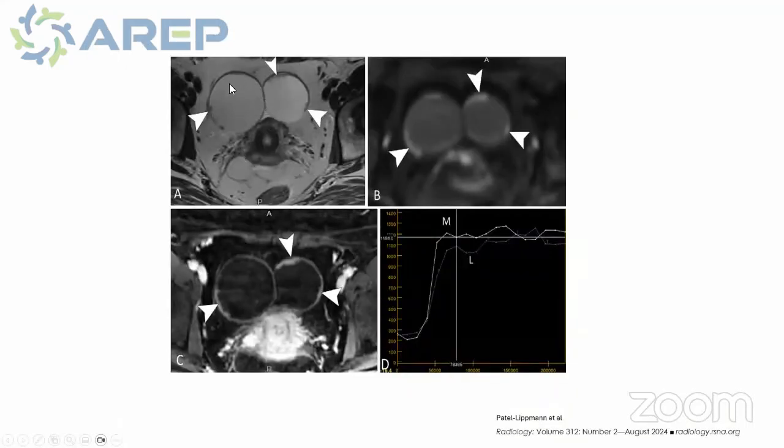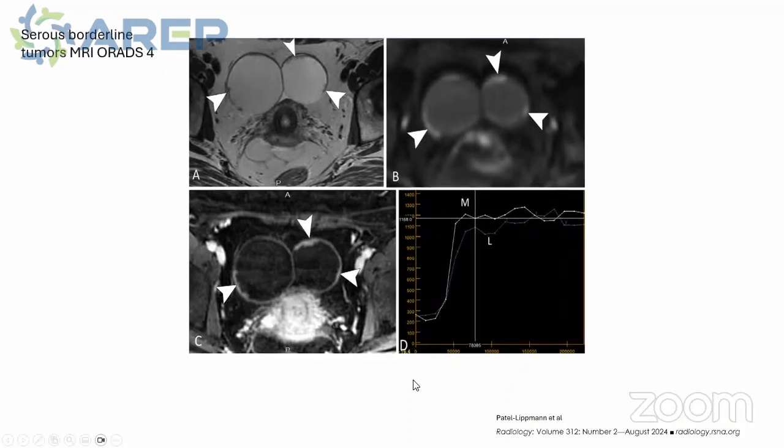Again, bilateral adnexal cystic lesions on T2. So these are the small papillary projections. That's why we need a slice thickness of 3 millimeters or less. And the same lesion shows diffusion restriction at the region of these papillary projections. There's enhancement, and the time intensity curve is... I'm sorry, intermediate risk, because the initial enhancement is less than the myometrium. So it's category 4.